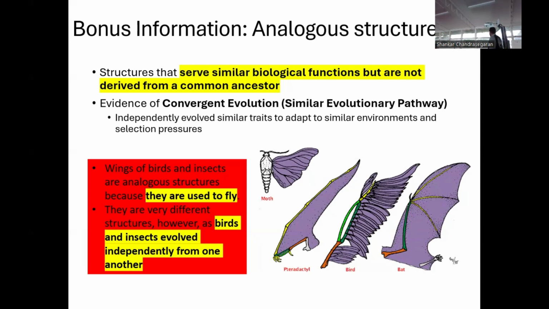So a key way to determine whether structures are analogous or whether the organisms are related is to look at how different the structures are. They are going to look very different from each other. For example, a moth uses a one-structure wing that is very lightweight, whereas a pterodactyl uses almost like a skin layer to flap the air. Birds use feathers, and bats use something similar to pterodactyls.